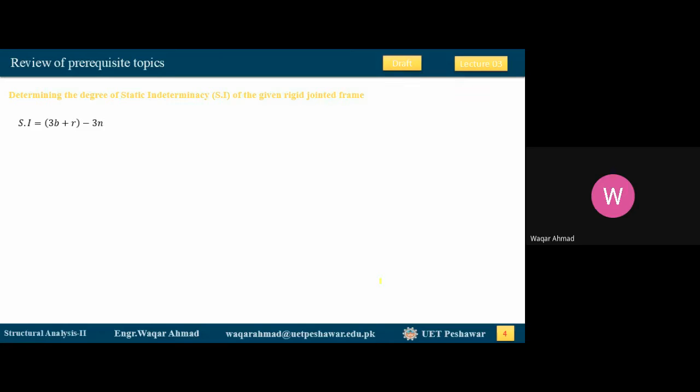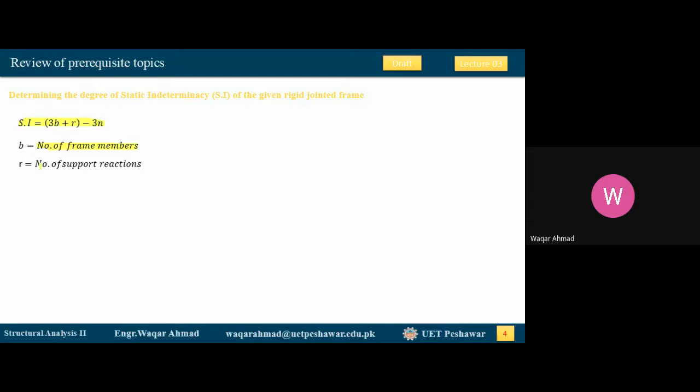As we discussed in the very first lecture of this Structural Analysis 2 course, the static indeterminacy of a frame structure can be determined by using this equation, which is 3b plus r minus 3n. Now, what is b, what is r, what is n? So let's discuss them. b is the number of frame members, so you are actually multiplying the frame members with 3. What is r? r is the number of support reactions.